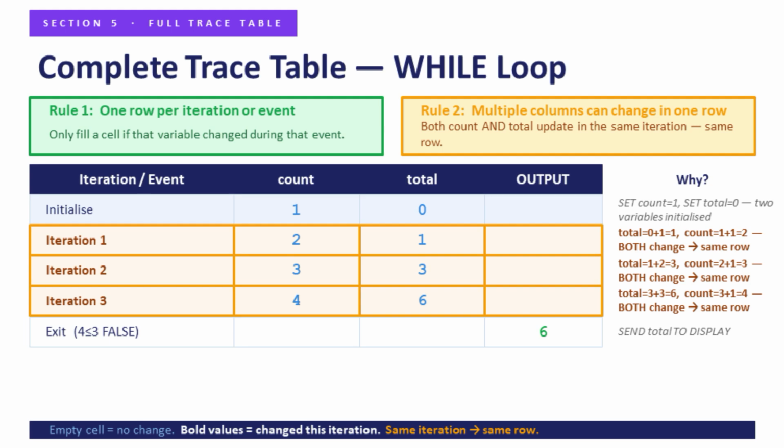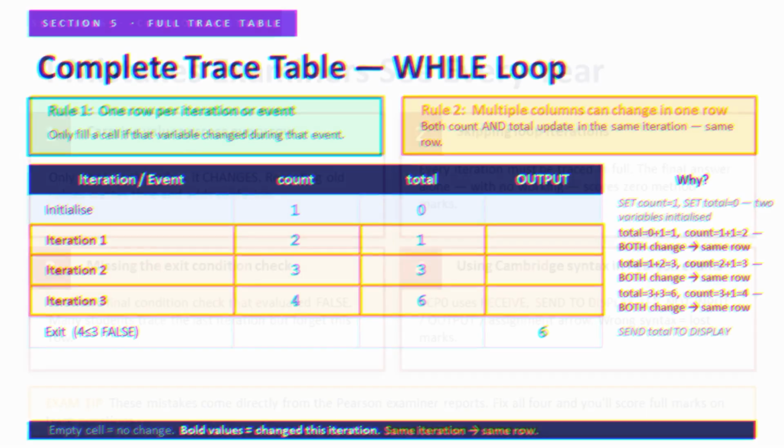Exam tip. In the exam, if a loop runs 3 times, your trace table needs at least 3 rows per iteration. Don't skip rows. Examiners check every step. A single skipped row can cost you marks even if your final answer is correct.